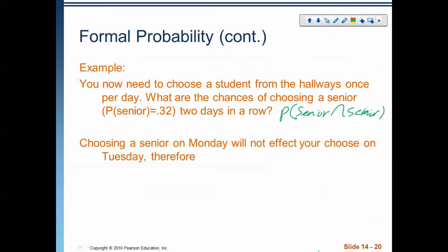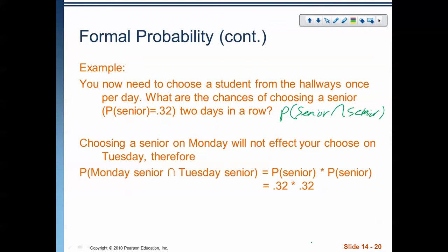Choosing a senior on Monday is independent of choosing a senior on Tuesday. The 2 events will not affect each other. Therefore, they are independent events. And the probability of Monday senior and Tuesday senior, or senior and senior, uses our multiplication rule: probability of choosing a senior times probability of choosing a senior, which is 0.32 times 0.32, or 0.1024.